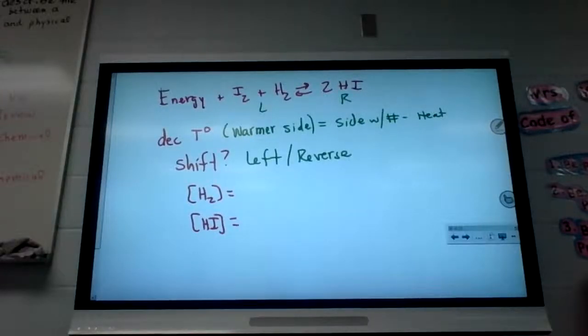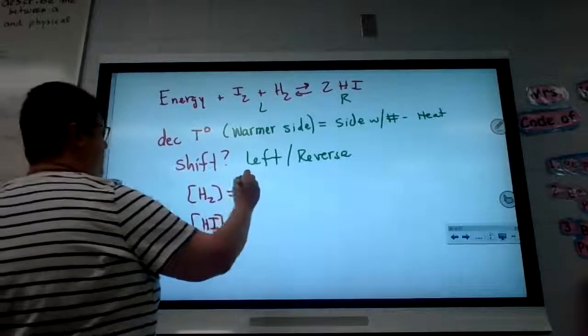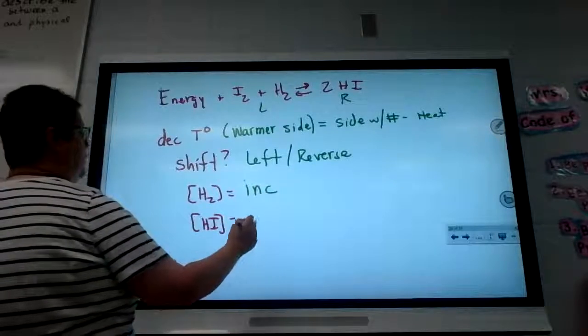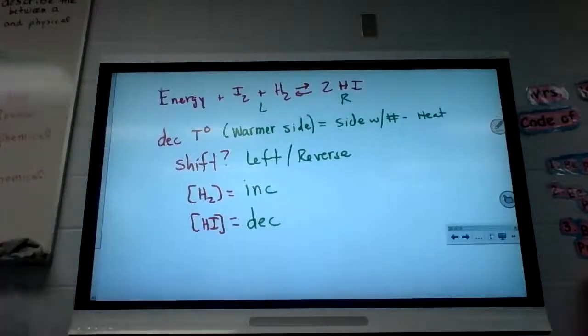Yes or no? I thought if it was with it, then that means it's going to the other side. So whichever one it is, that's the way it's shifted. So H2 will do what? And HI will. Yep. Got it? All right.